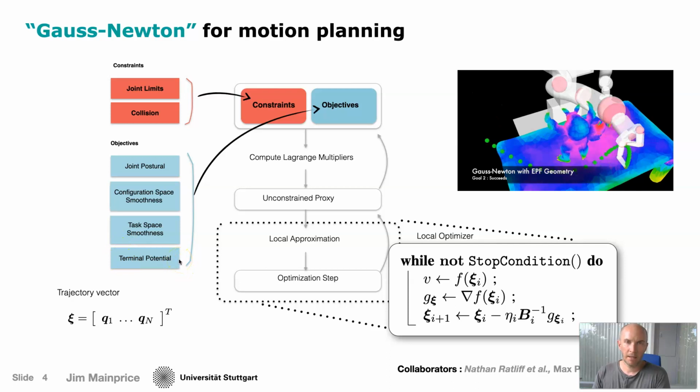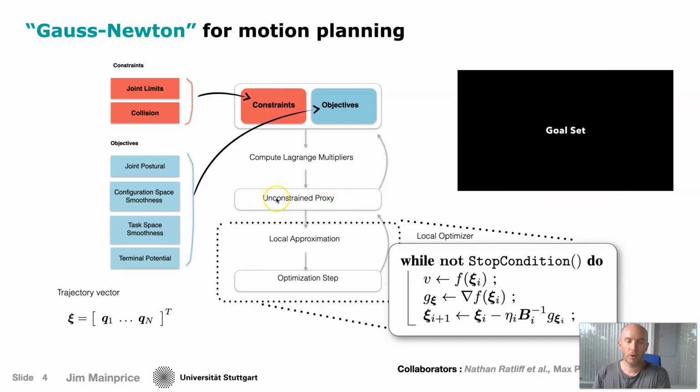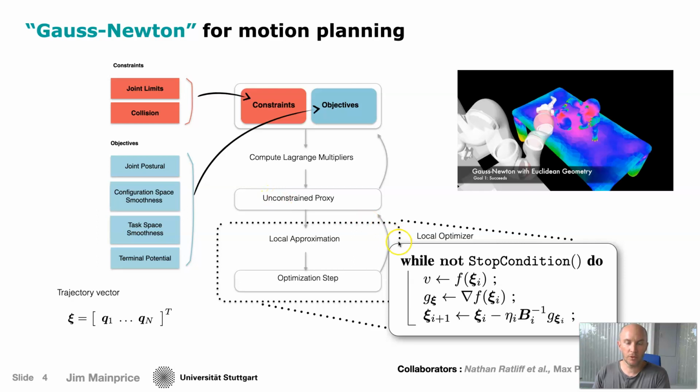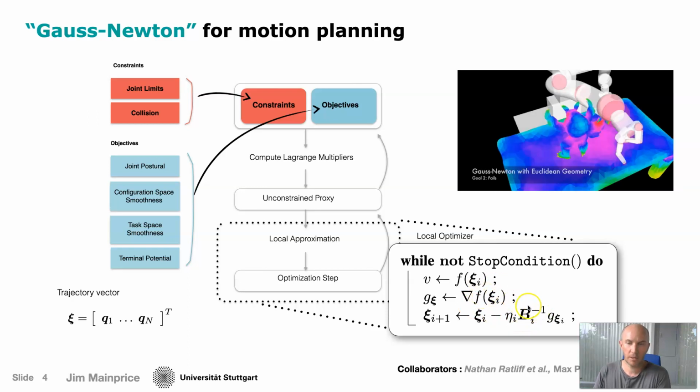And the way that a nonlinear numerical optimizer would work is by computing Lagrange multipliers and generating an unconstrained proxy for this problem. Once we have this, we use a Newton method to solve this problem at a very high rate. So we compute the gradient of the objective, and then we compute the Hessian, or an approximation of the Hessian of this objective, and multiply this gradient by the inverse of this Hessian term.